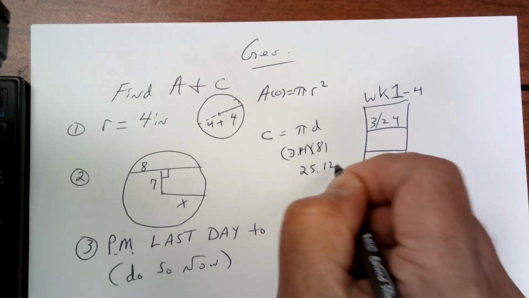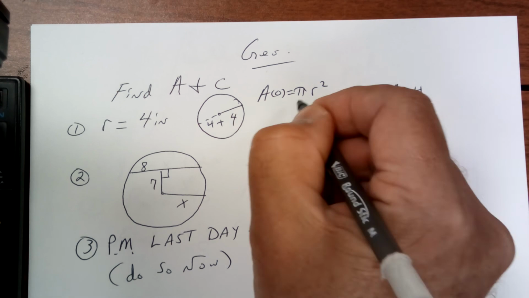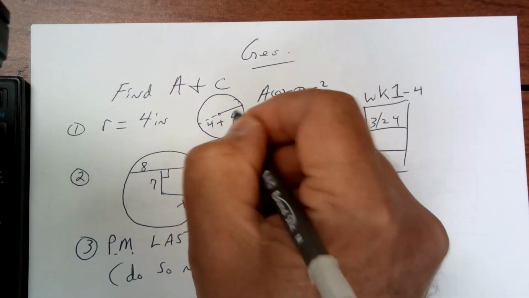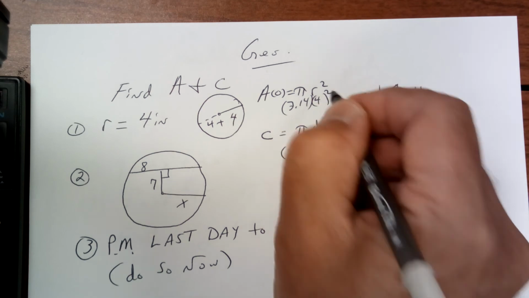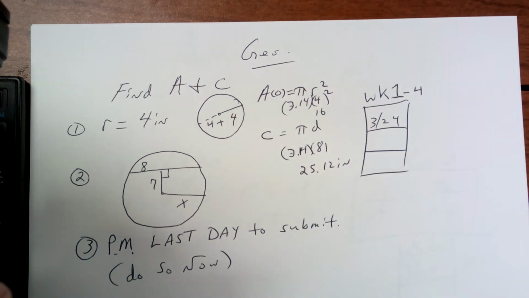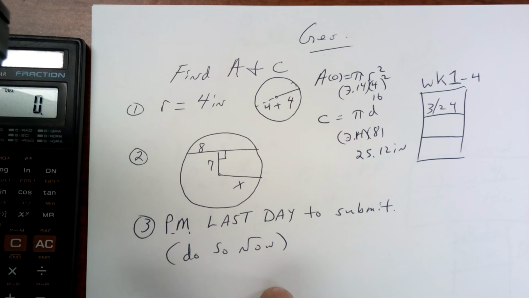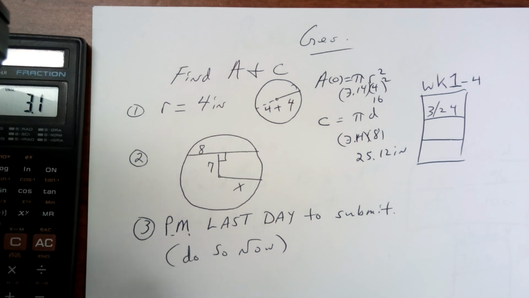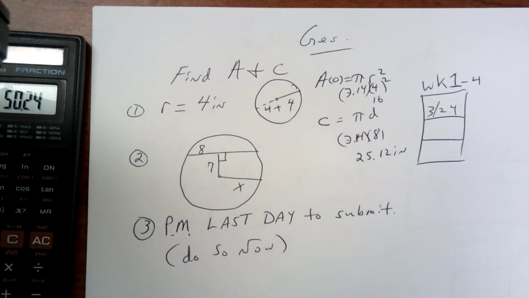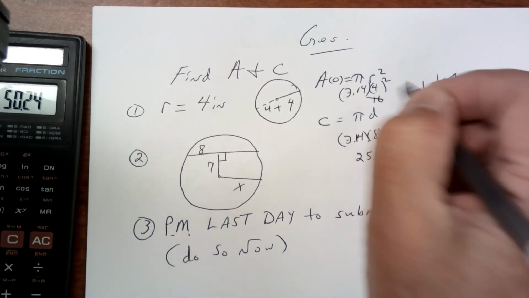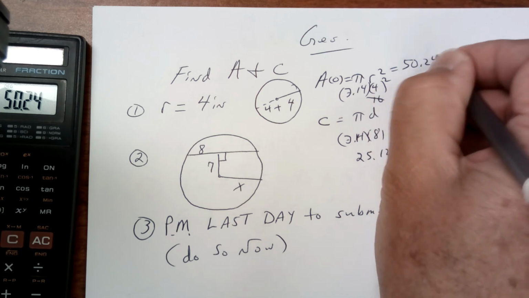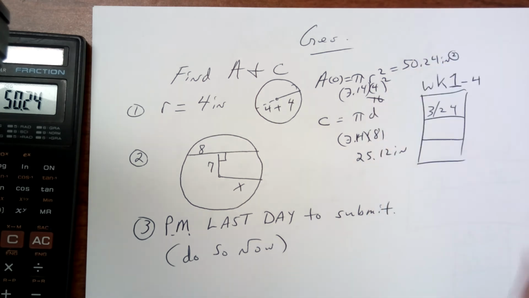25.12 inches. And then area is going to be pi times the radius squared, so that's going to be 4 times 4, which is 16. So it's going to be 16 times 3.14, and when I do that, I get 50.24 for this one. So the area is 50.24 square inches because it's area. And that's how you know they want area, because it's got a 2.